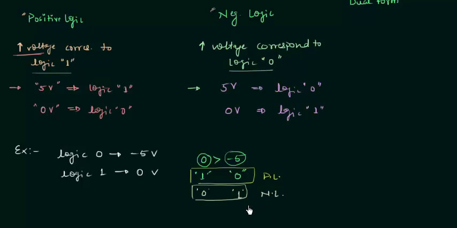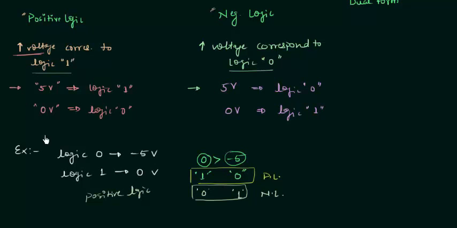Let's see what is given in the problem. Logic 0 corresponds to minus 5 and logic 1 corresponds to 0. It means it is positive logic, a very simple problem.